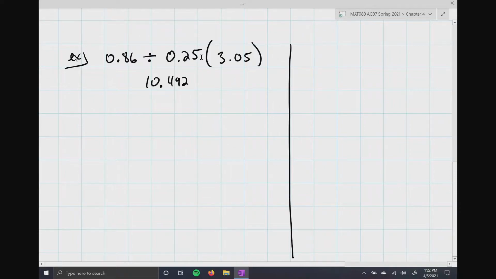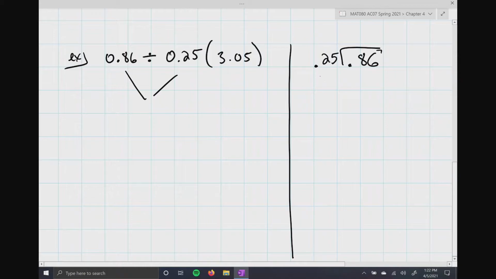All right. So when I read this, 0.86 divided by 0.25 times 3.05, I have to do the division first because remember, multiplication and division go left to right in the order they appear. So you got to do the division first. Now, here's the tricky part. With the division, the second number is your divisor. First number is your dividend.